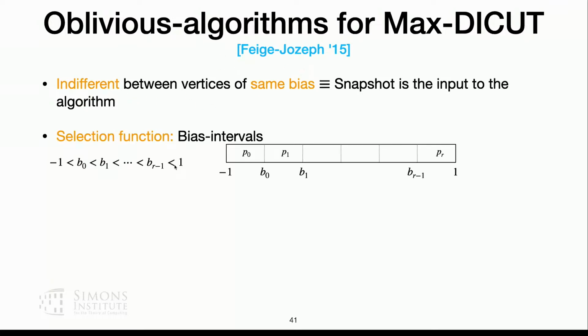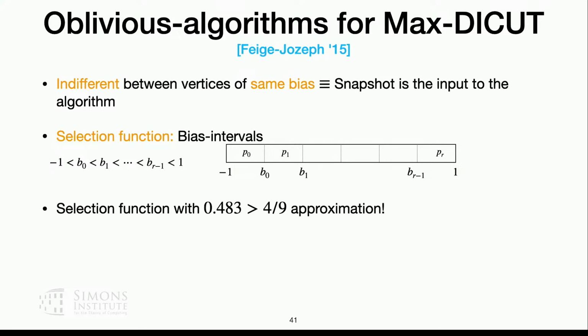They study these so-called oblivious algorithms, and essentially show that you can have selection functions which have constantly many bias intervals. What is the selection function doing? It is partitioning the entire bias range. One more thing, I'm normalizing this bias, I should have mentioned this before. You take the out-degree minus in-degree and divide by the degree, so bias is in the range -1 to 1. You look at all the vertices in this range and partition the biases into various intervals.